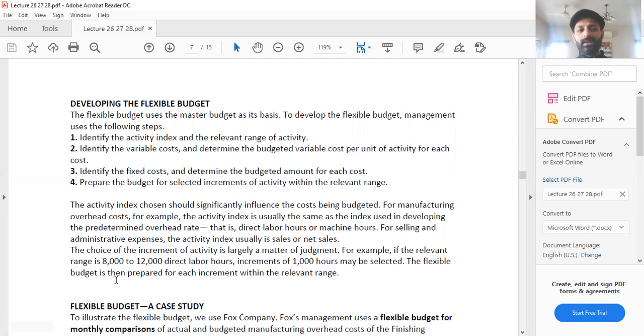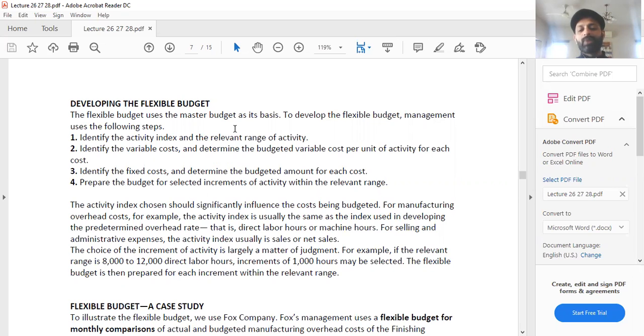So how do we make the flexible budget? As you know, we have done what a master budget is. A master budget is a complete budget. उसमें you have all your operating budgets और आपके finance related तमाम budgets भी they become a part of the master budget. So तो आपका जो flexible budget है, it uses the master budget as its basis.